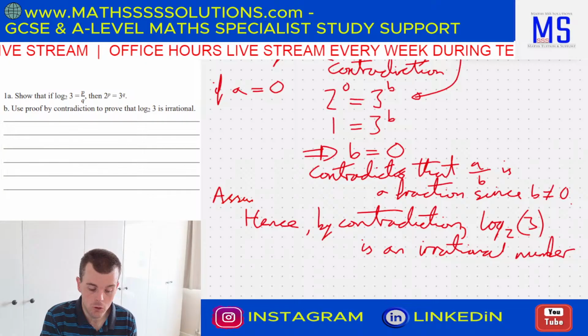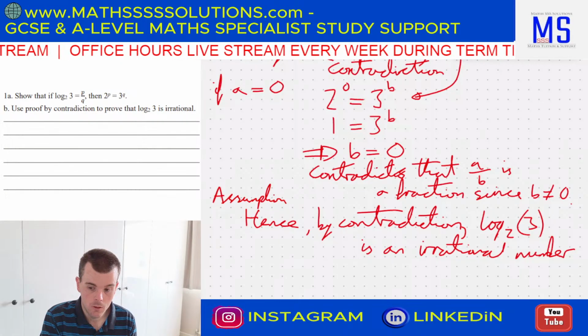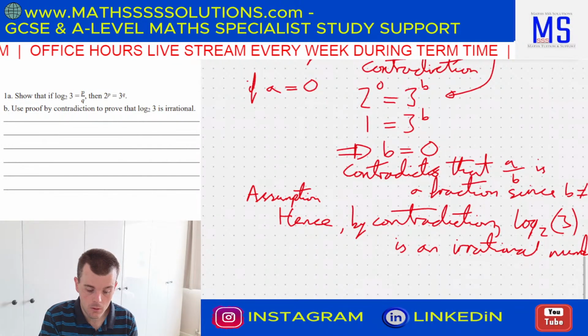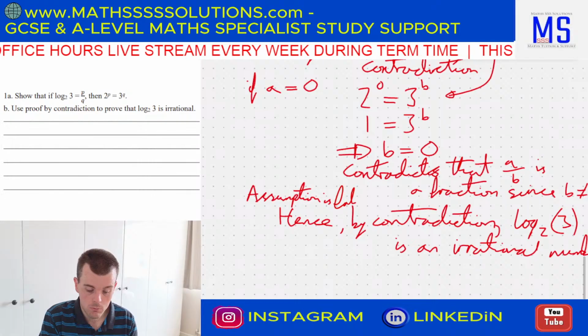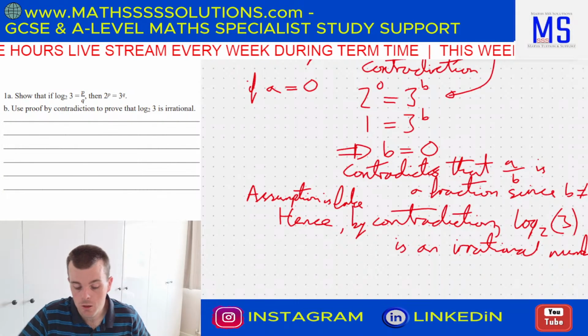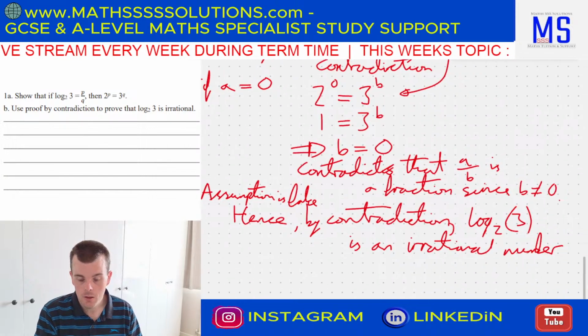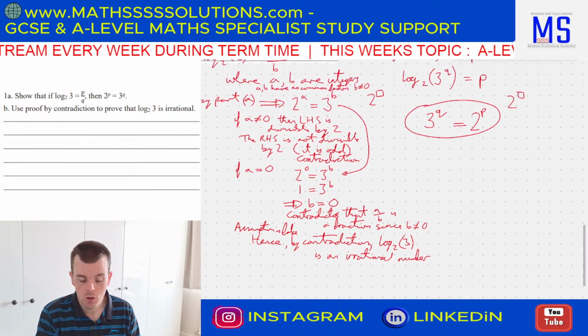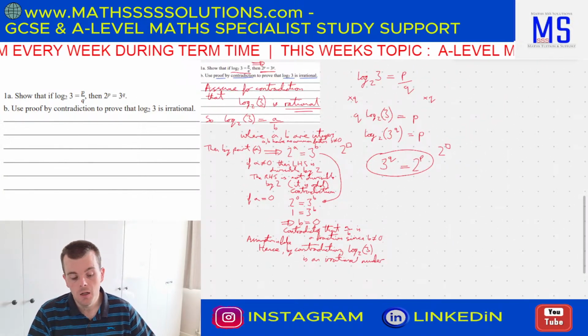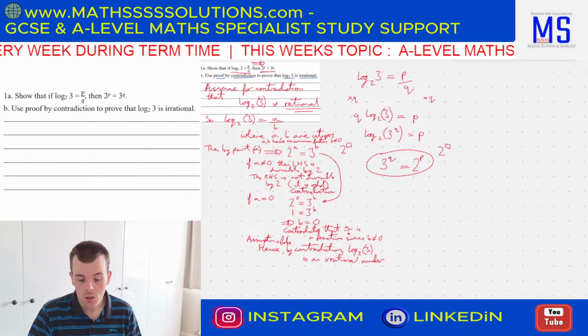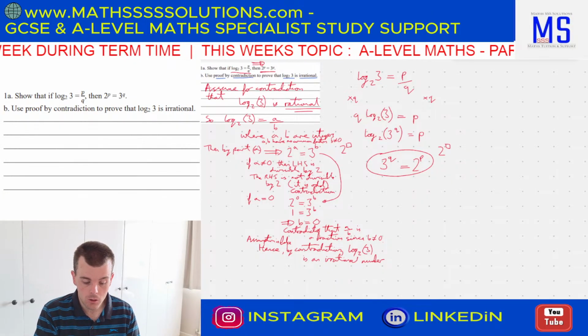So first assumption is false. Hence, by contradiction, log 2 of 3 is an irrational number. That's a bit of practice, and you will see that when you come to do proof by contradiction, either at the end of year 12 or at the start of year 13, depending where you are in the course.